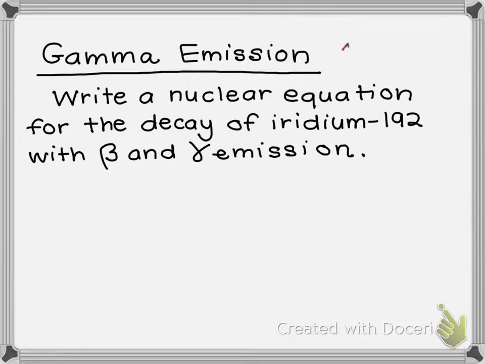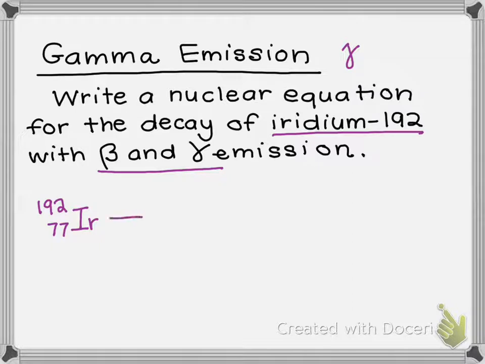Now gamma emission, which is just a gamma. It says write a nuclear equation for the decay of iridium 192 with both beta and gamma emission. So let's start with iridium, which is Ir, and we have 192. And Ir, if you find it on the periodic table, is element number 77. And this says I have a beta decay, which is 0, -1e, and a gamma.